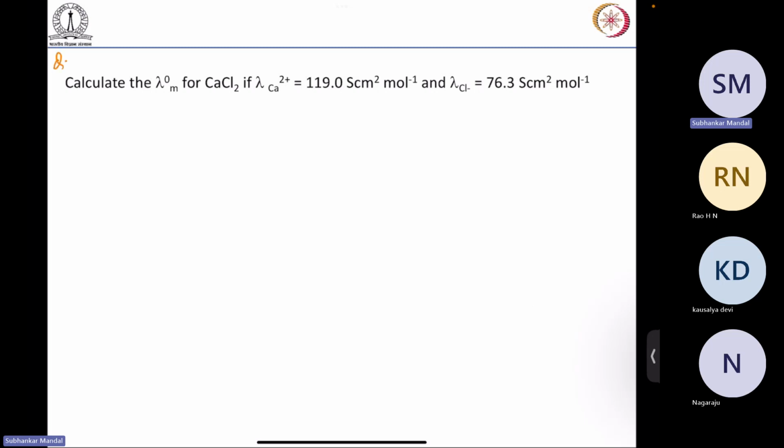Calculate the lambda naught, the specific conductance at equivalent infinite dilution of calcium chloride. They have given calcium chloride and chlorine specific conductance. So which law do we have to use? Can anyone tell which law we have to use? Kohlrausch's law.